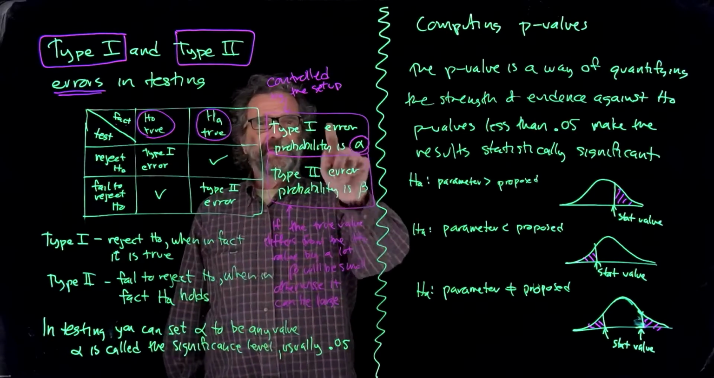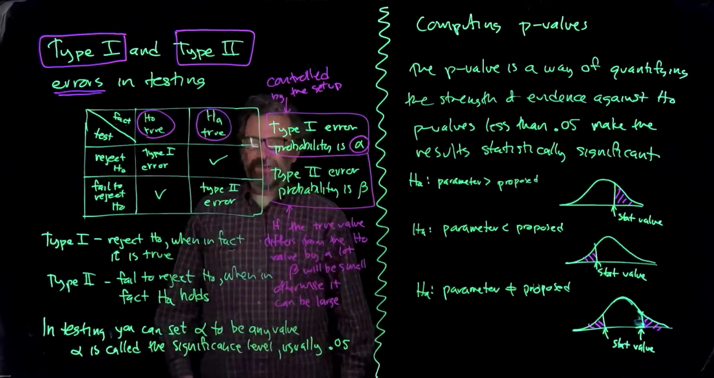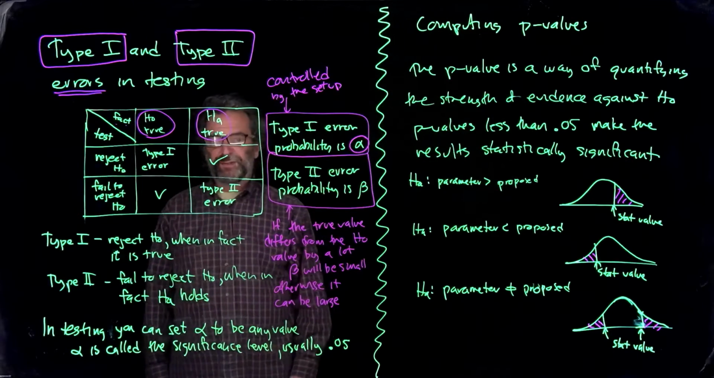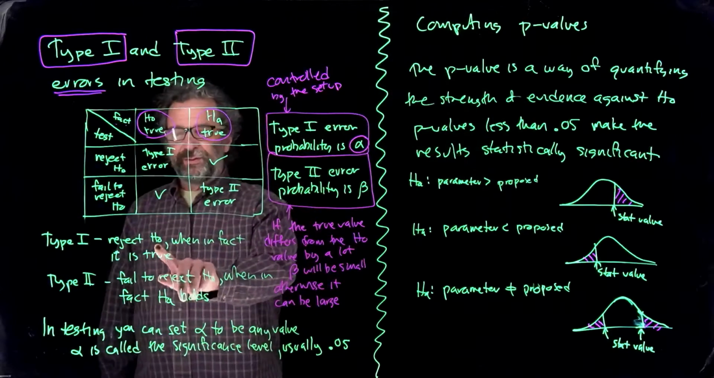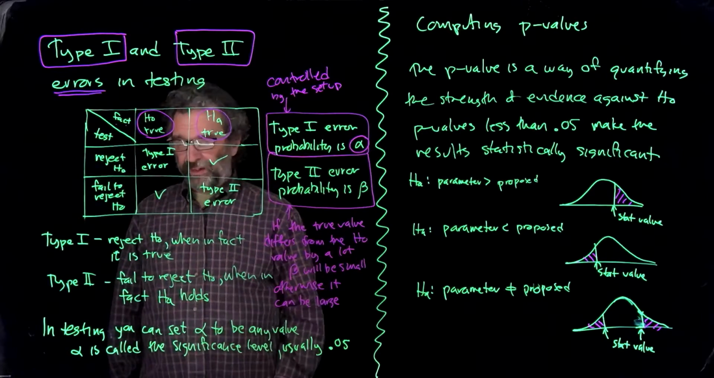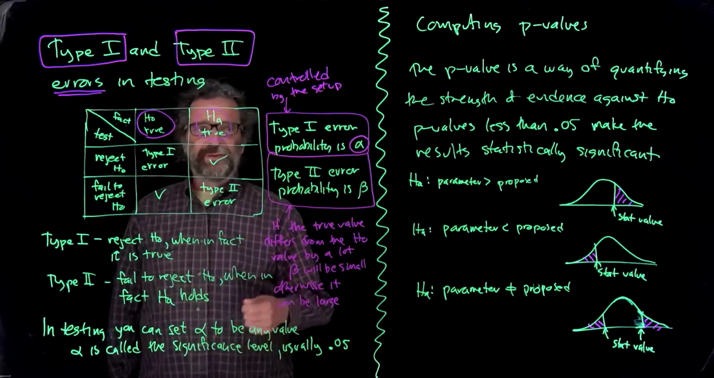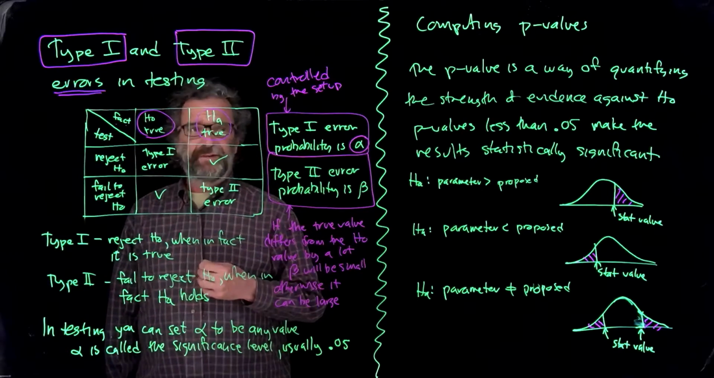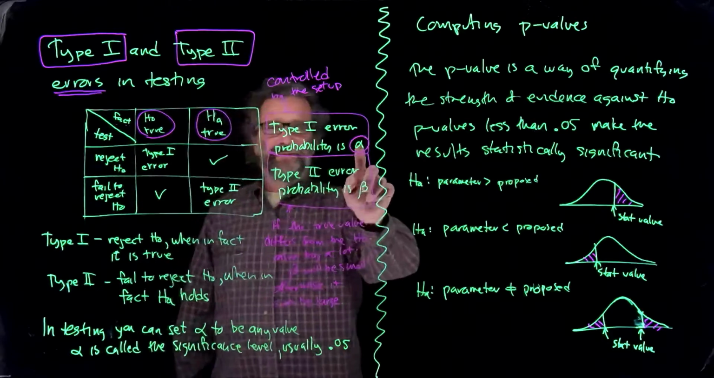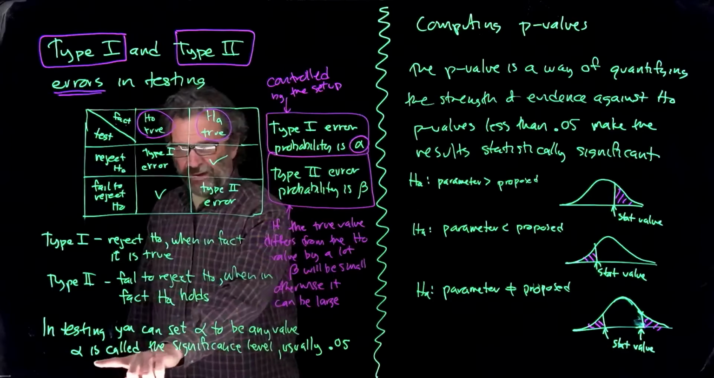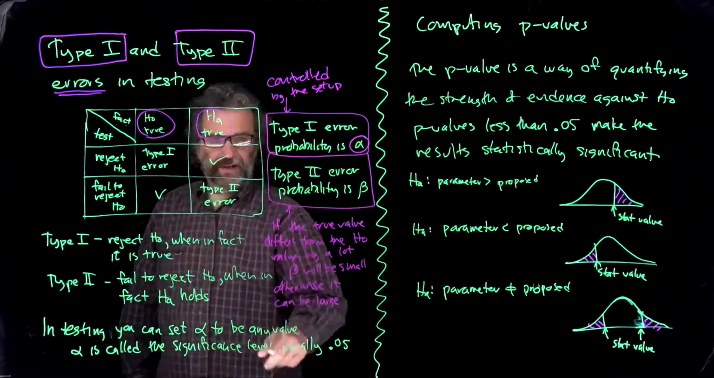The alpha probability is controlled in the setup. So it's controlled by what we think an unusual value is, because type 1 error says H0 is true, but I reject it because I get an unusual number. And we say we want something to be considered unusual enough, usually at the 0.05 level, less than a 5% chance of seeing that if the null hypothesis is true. That's the alpha. So in testing, you can set alpha to be any value. Alpha is called the significance level, usually set at 0.05.